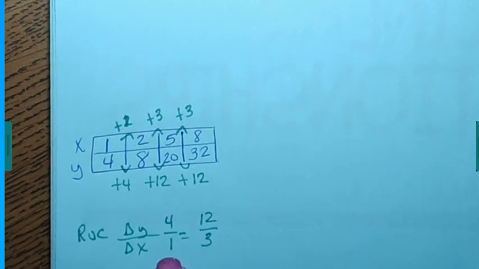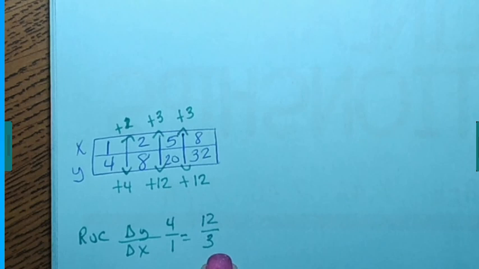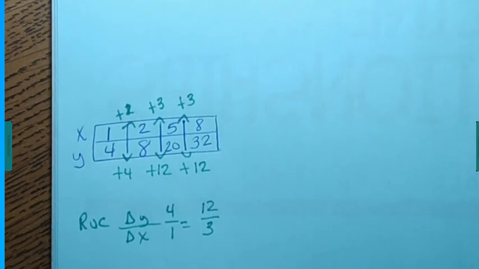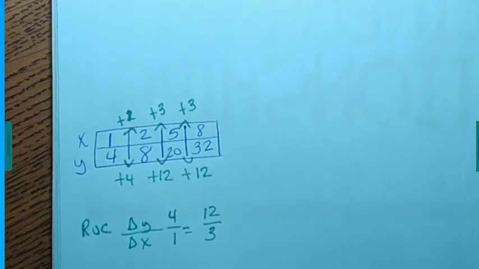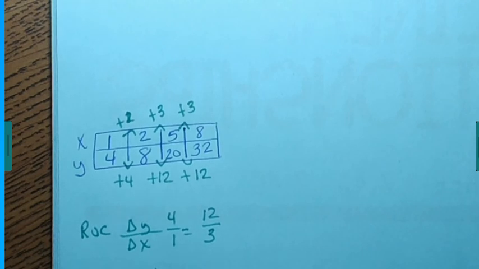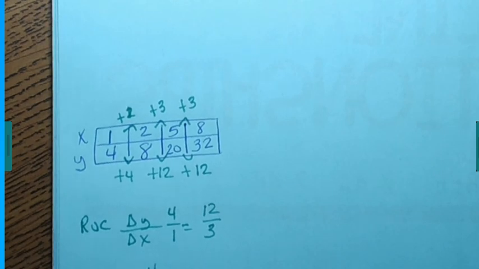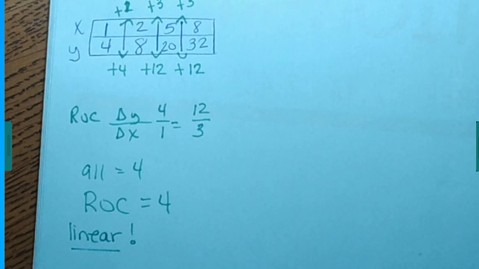So what does 4 over 1 equal? 4. What does 12 over 3 equal? 4. Okay, so they all equal 4. So my rock is 4. Okay, and if it has a rock, it's also going to be what? A linear number. It's going to be linear. Good, thank you. If it has that rock, it's going to be linear.